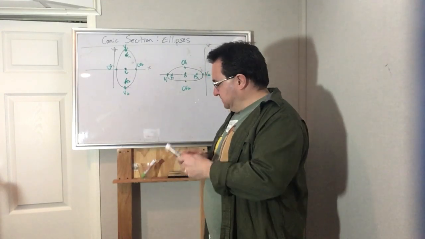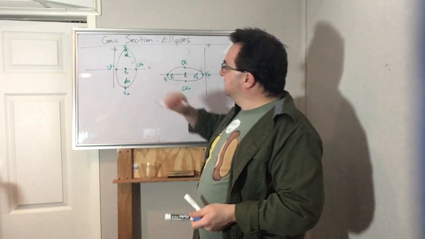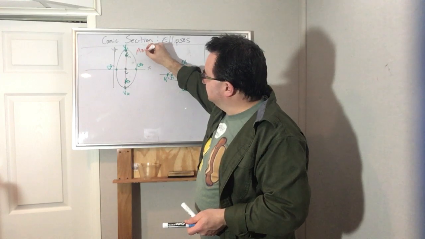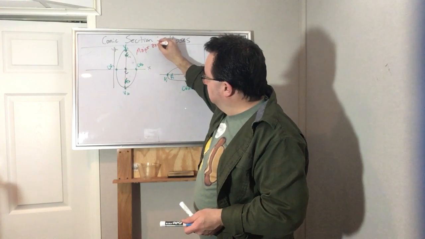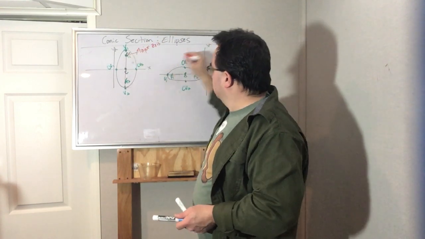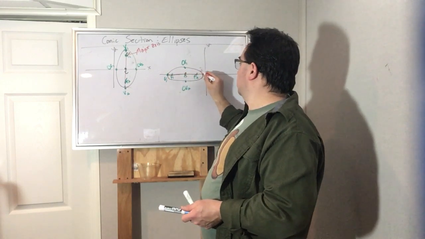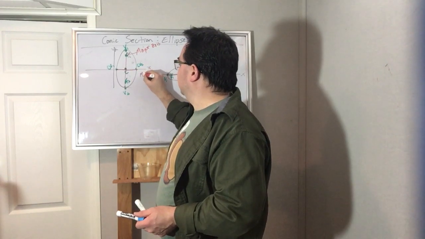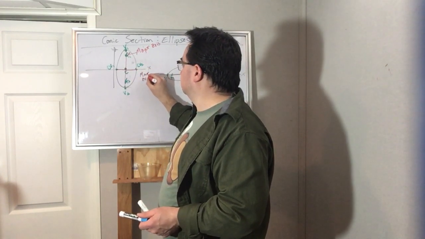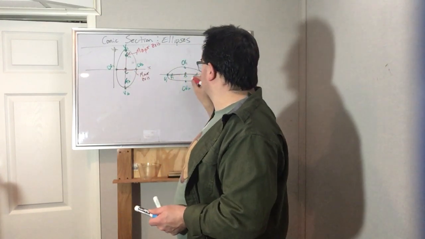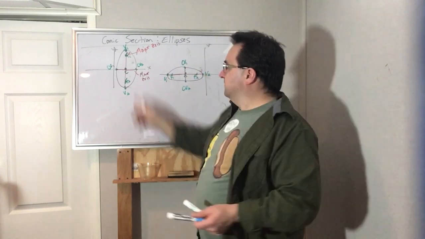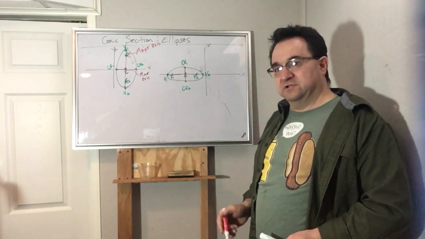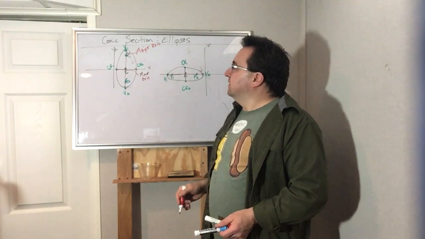Furthermore, if you look at an ellipse, there's what we call a major axis, that's the major axis, and a minor axis. Major is the long one, that's why it's called major. Minor is the short one, that's why it's called minor.